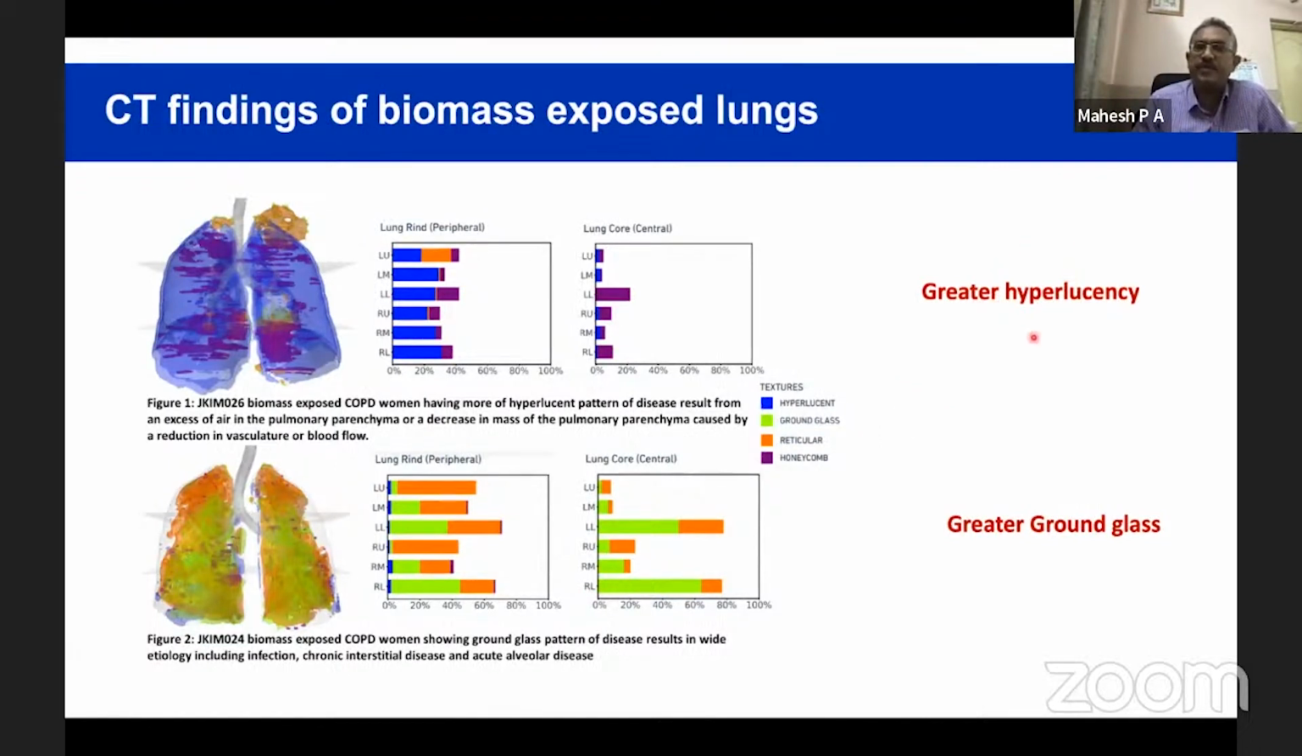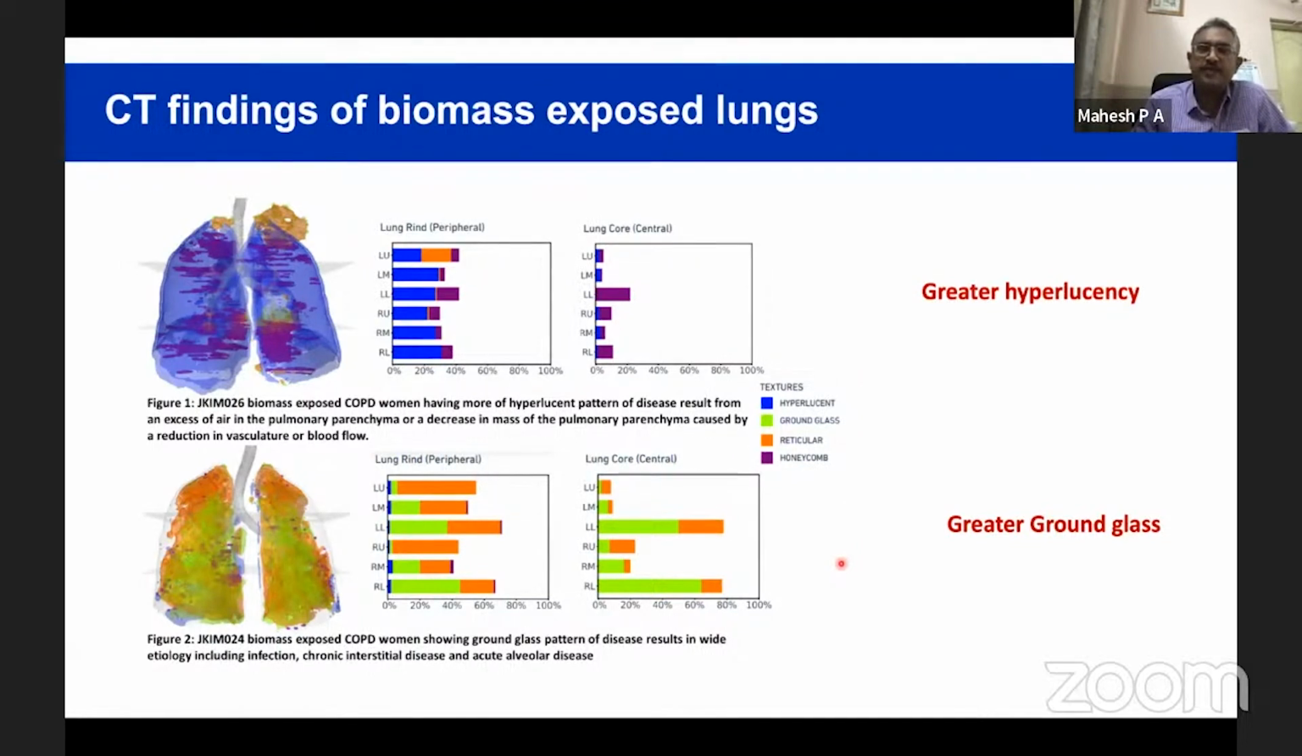We have subjects with greater hyperlucency. These are the various textures: hyperlucency, ground glass, reticular, honeycombing. This is the lung core in the central area, and this is the peripheral area. And the software tells us what proportion of these textures are available, that are normal and that are diseased.